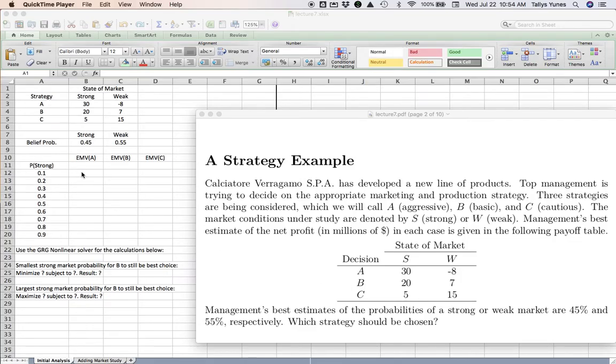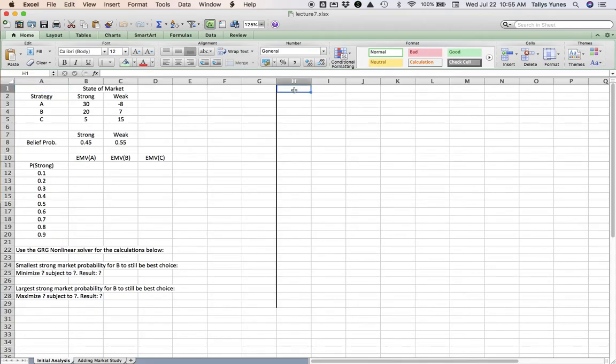In this Excel file here, I have copied the data, the payoff table, the probabilities of strong and weak market. So let's build a tree to make this decision. Okay, so as I mentioned in the other video, to pull up or activate the tree construction menu, on Windows you press Ctrl-Shift-T as in Tom, and on the Mac, Command Option T.